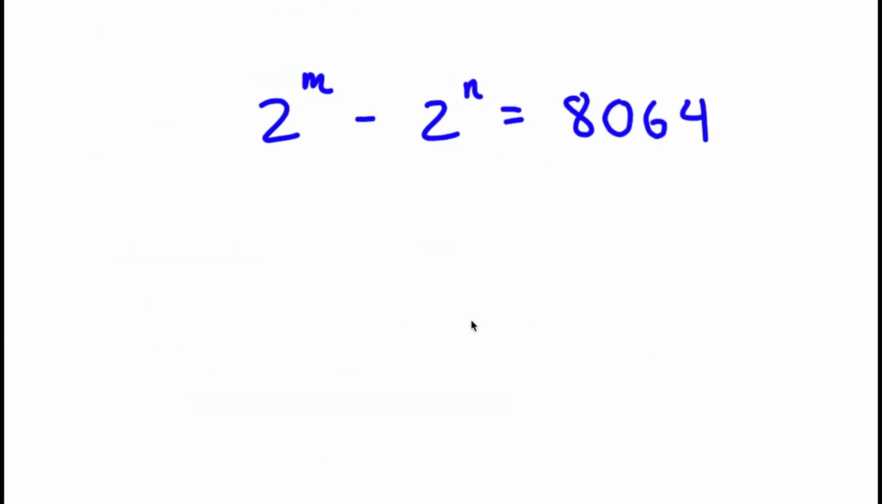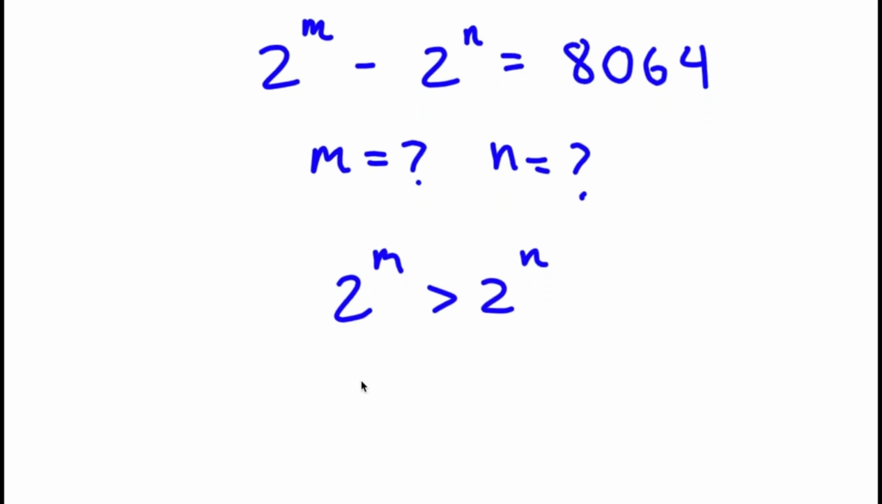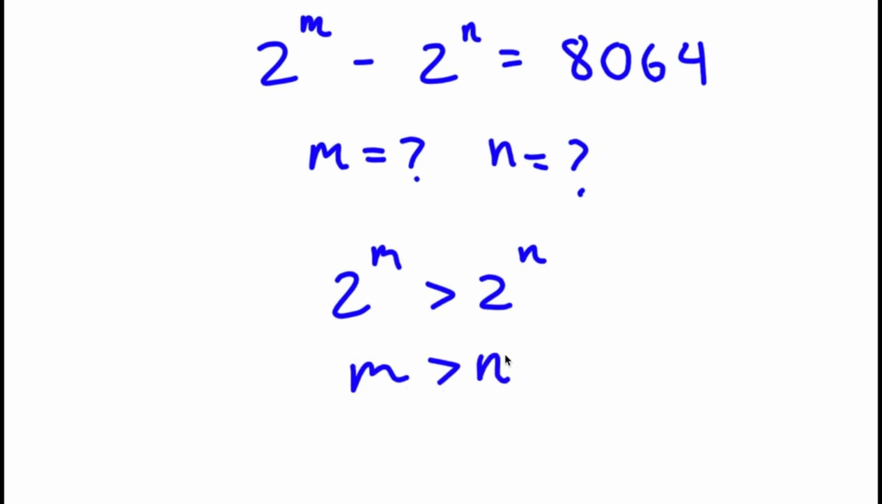Alright guys, so in this equation, I have 2 to the power of m minus 2 to the power of n is equal to 8,064. So I want to find the value of m and n. Because 2 to the power of m minus 2 to the power of n is positive, we know that 2 to the power of m is greater than 2 to the power of n, meaning that m is greater than n, because both of these are the same bases.